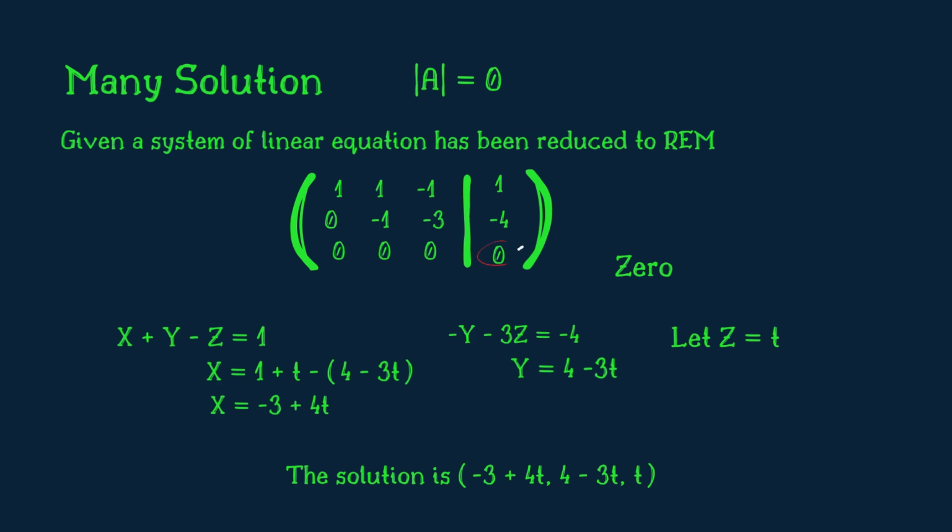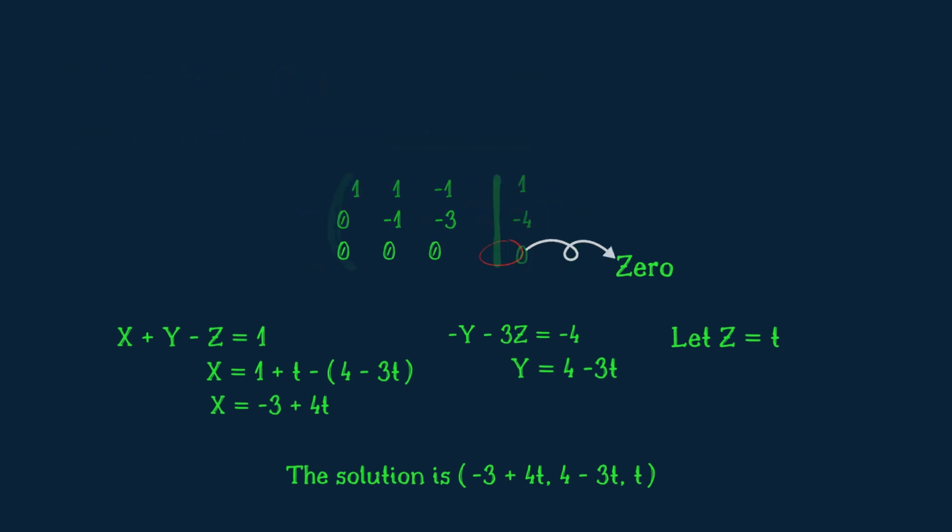To calculate this, we will need to let z equal to t, and by using substitution, we will know that x equals -3 plus 4t, y equals 4 minus 3t, and z equals t. The reason we need to let z equal to t, which is an unknown, is because t will have many possible values, and as a result, this equation will have many different solutions.